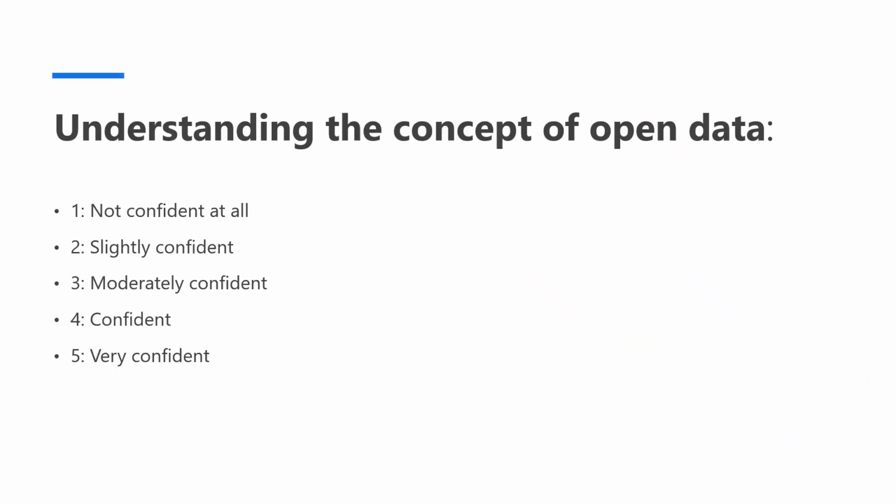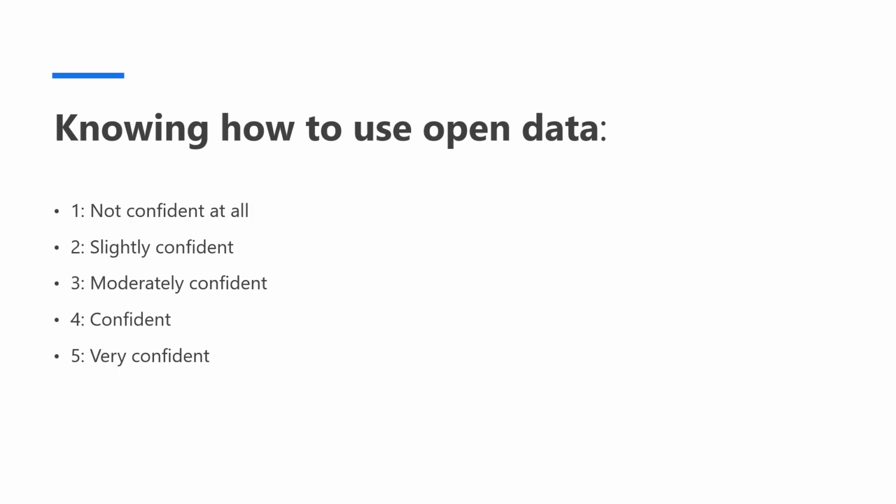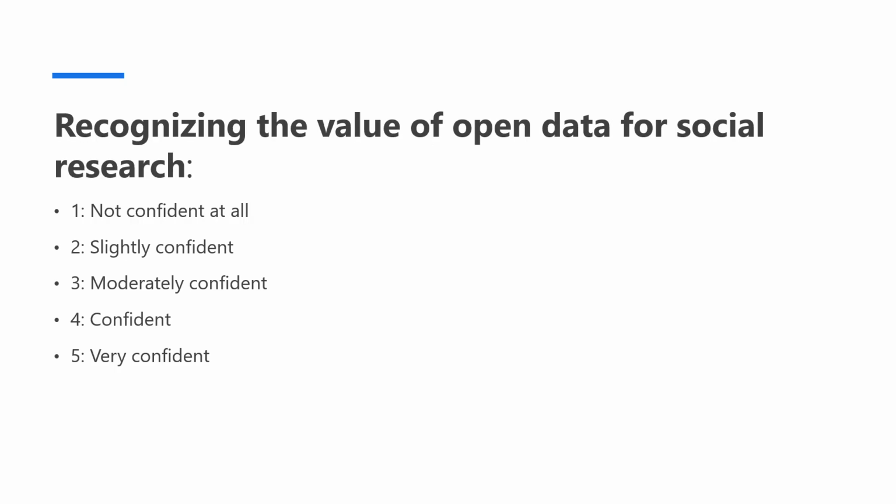In order to understand how you as students feel about open data, I have included in the lecture quiz a few questions on a Likert scale about understanding the concept of open data. Whether or not you feel confident ranges from not confident at all, answer 1, to very confident, answer 5. Notice that there are 3 questions. Knowing how to use open data is the second one, and recognizing the value of open data for social research is the third. This is not a question you can get wrong. It is only for our data, to understand how our class feels as we go into this social research class.